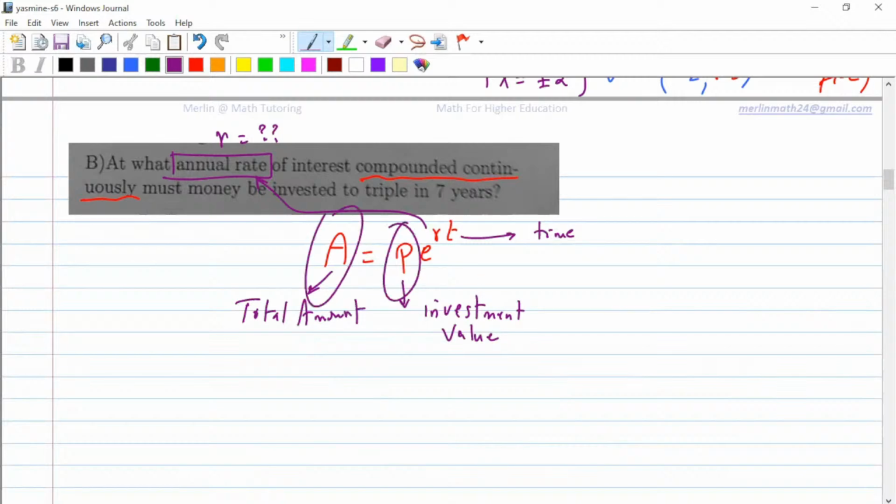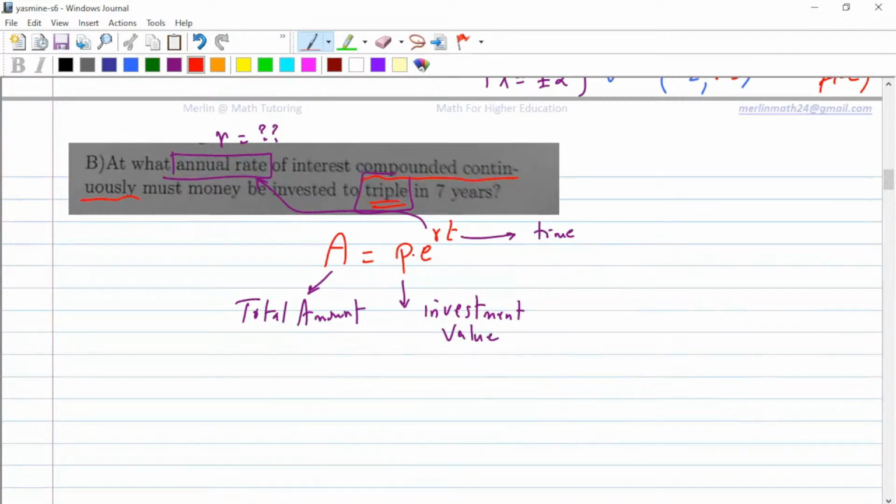We don't, but we know that it tripled. Sometimes it comes as doubled, quadrupled, or even halved, but we don't care. So what do we do with the triple? Yes, 3. Triple means you have 3 times.